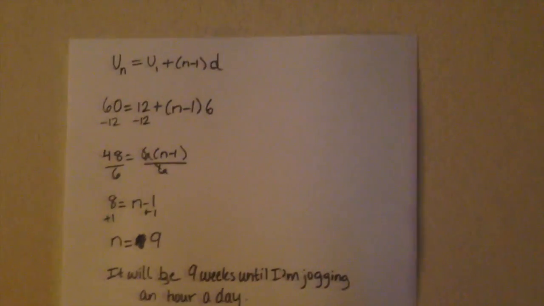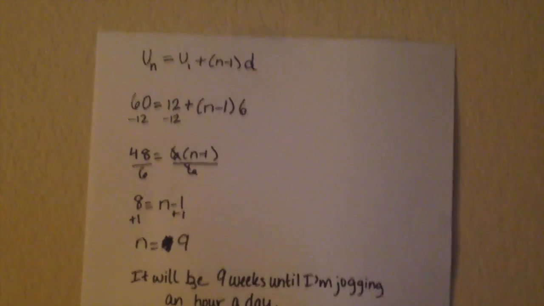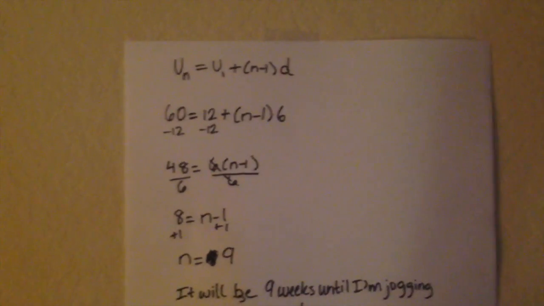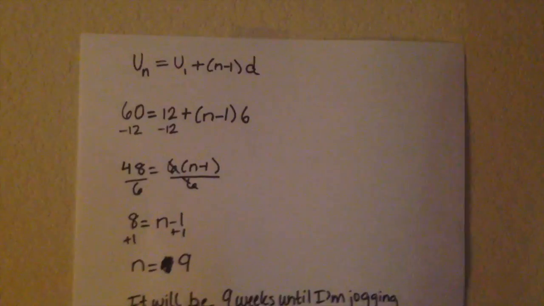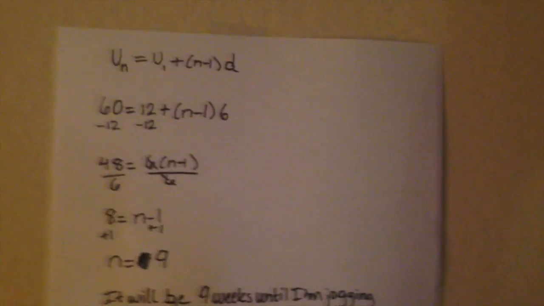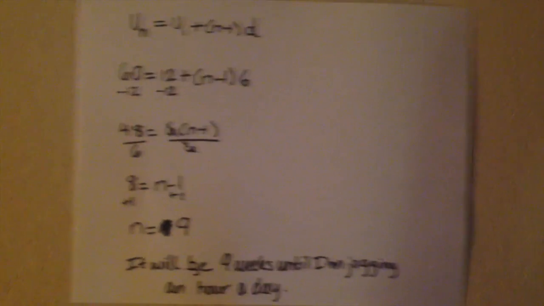You done? Cool. Here's how to solve this problem. This one was actually easier than the last if you manage to decode the word problem. So u of n is 60, and you don't know what n is, so don't worry about that. 60 is equal to u1, which was 12 because it was 12 minutes, so 12 plus n minus 1, because we don't know what n is, and 6, because you were asked to increase by 6 minutes each week.